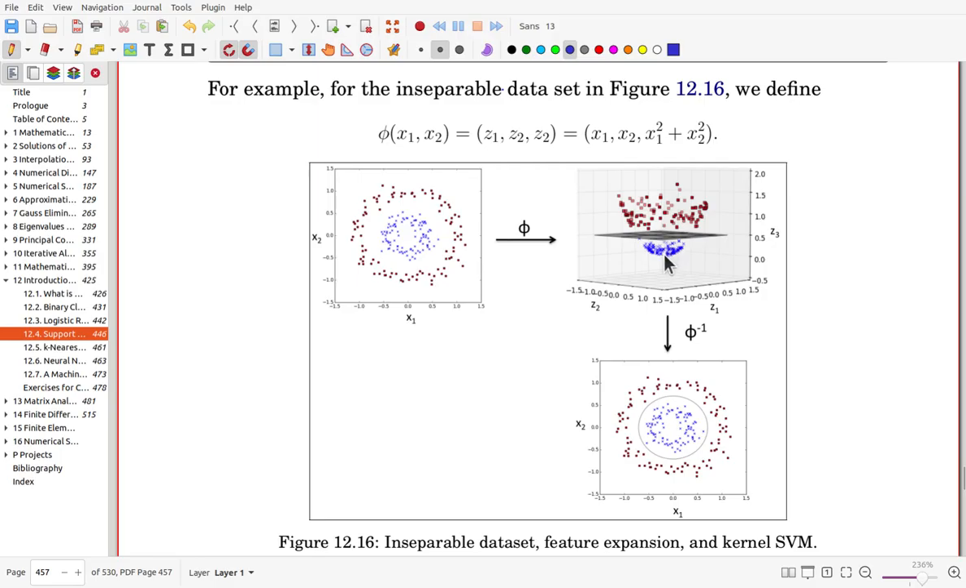So you can use the linear support vector machine to separate these two groups of data points. Then once you look at this separation in the two-dimensional area, you can see this one. So it is a good classification. That's the idea of the kernel method.